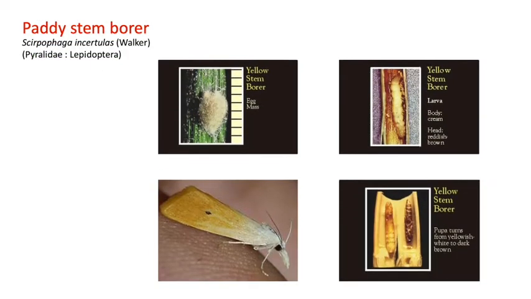Eggs are creamy colored, flat, oval, laid in masses and covered with buff colored hairs on the tip of the leaf. The body of the larva is cream or pale white or yellow colored and the head is reddish brown. Pupa turns dark brown just before adult emergence and pupates at the base of the plant. The description of the adult you have already covered in the previous slide.